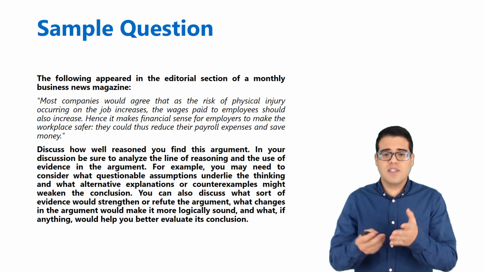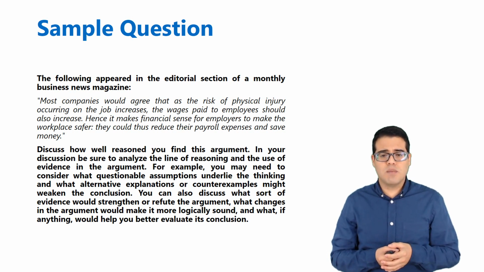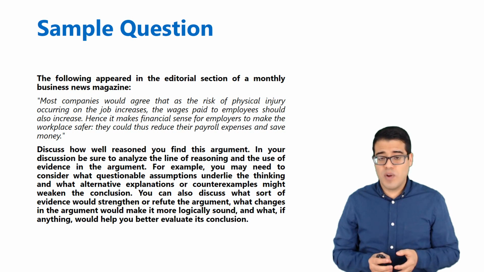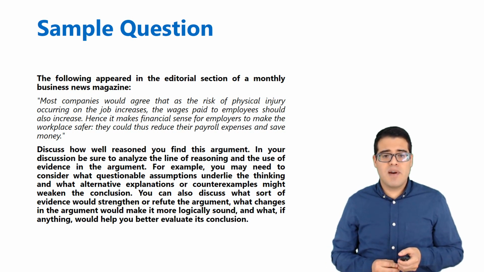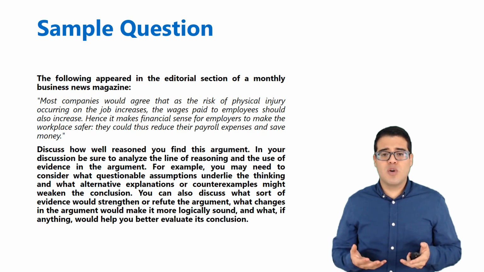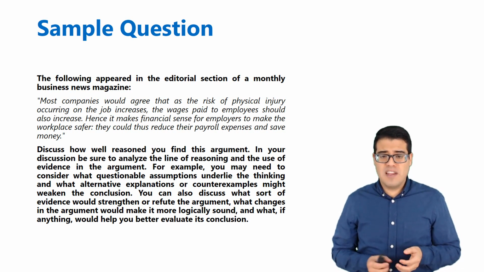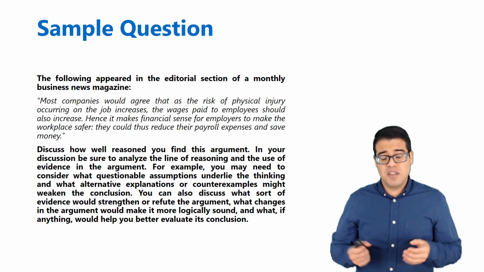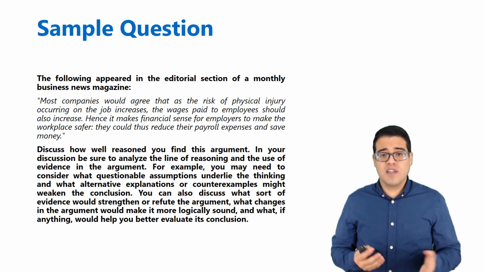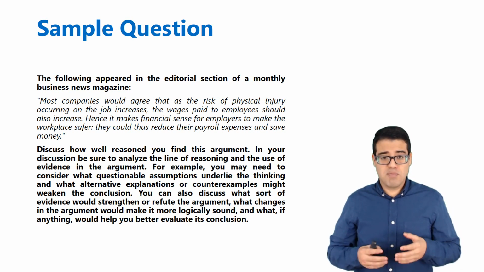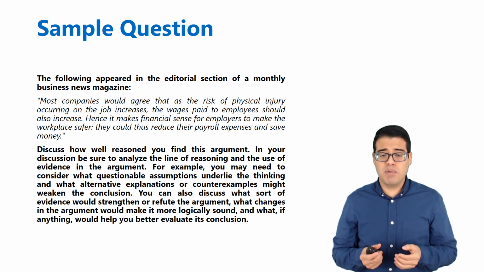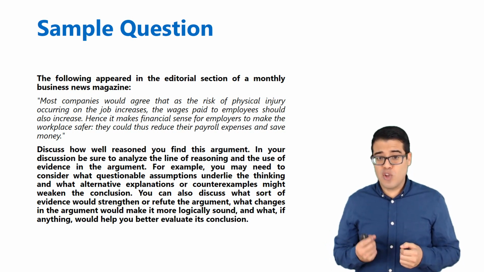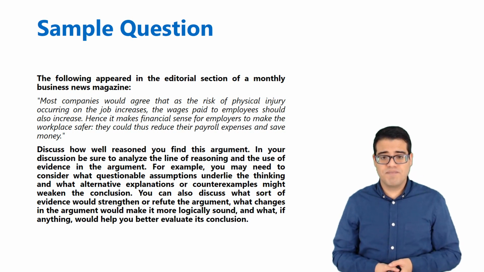Okay? Also, it says questionable assumptions. There are always questionable assumptions, at least one or two. Another key part is alternative explanations or counterexamples. Well, an alternative explanation is something the author does not consider as an explanation that could explain whatever happened in the argument. And a counterexample is simply an example that contradicts what the author says.